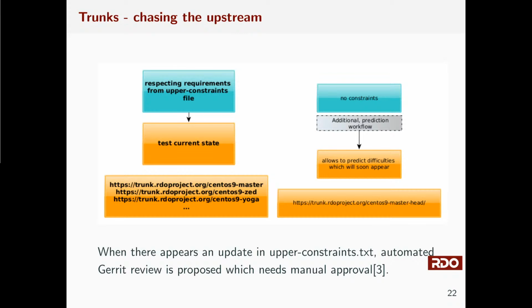To maintain the continuous delivery of the packages, we are monitoring the changes in the upper constraints repository, and when it's changed and updated, we are creating an automated gated review with a proposal, and after the approval, it's merged, and that's how we update our upper constraints.